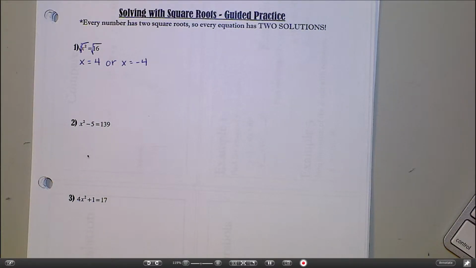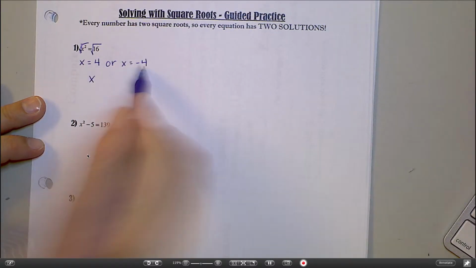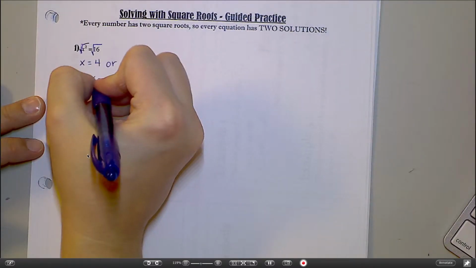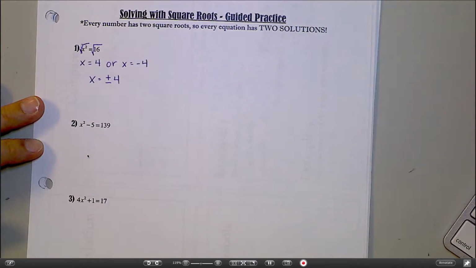Almost every time you're going to end up with two solutions. So just keep that in mind. Another way to write this, you may have seen this notation before. If your answer is just the positive and negative version of a number, you could say x equals plus or minus 4, like that. That's kind of saying both answers in one.